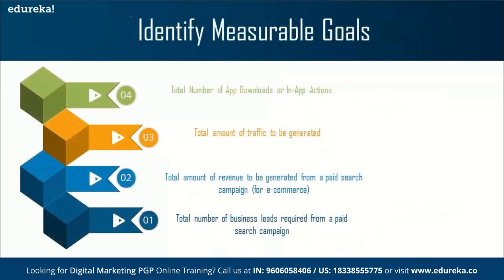Okay, let's move on to identifying the measurable goals. These are some of the common goals that I identify. Goals can be much trickier and more complex, but let's keep it simple for the discussion. Goals can be the total number of business leads required from a paid search campaign. Can be the total revenue to be generated from a paid search campaign. For e-commerce campaigns or visibility campaigns, goals can be the total amount of traffic to be generated. Fourth, for app campaigns, goals can be the total number of app downloads or in-app actions.